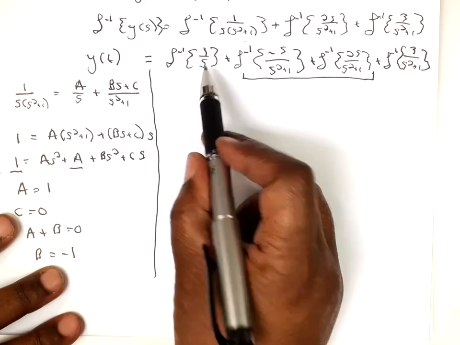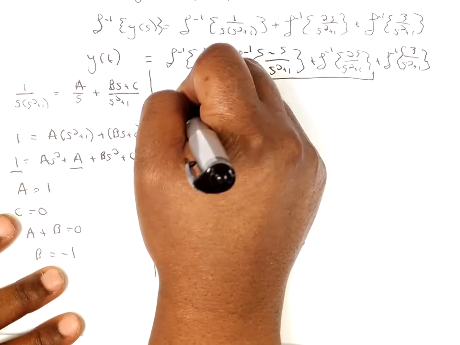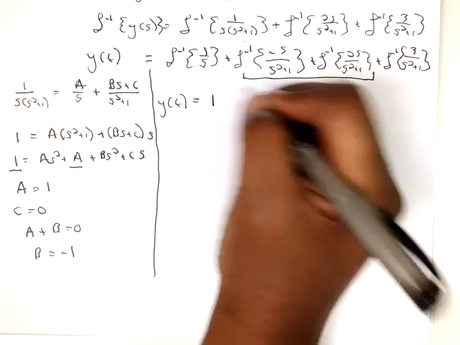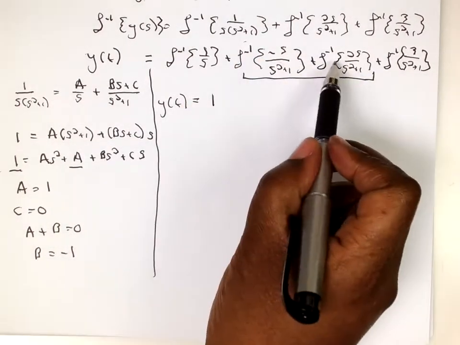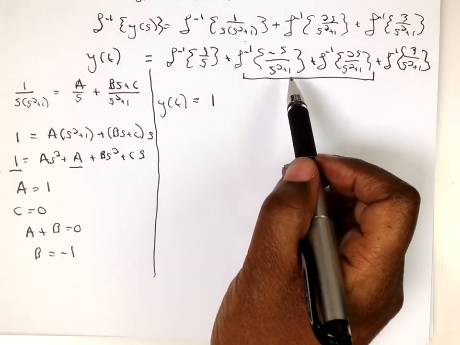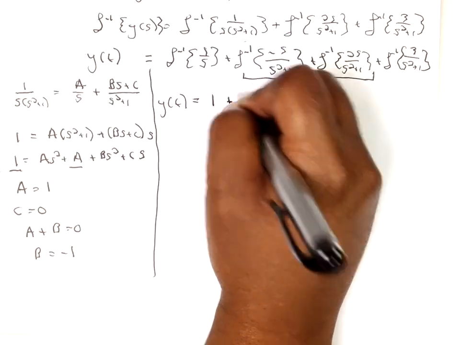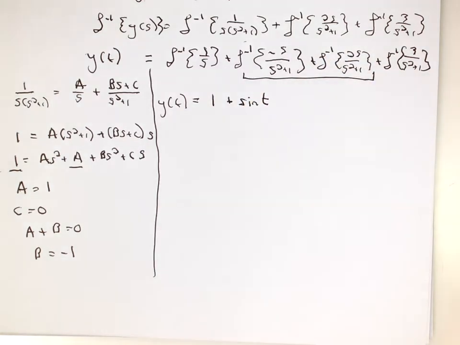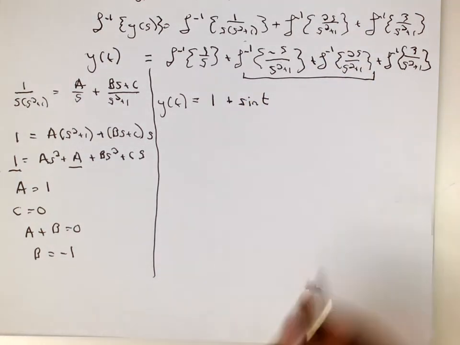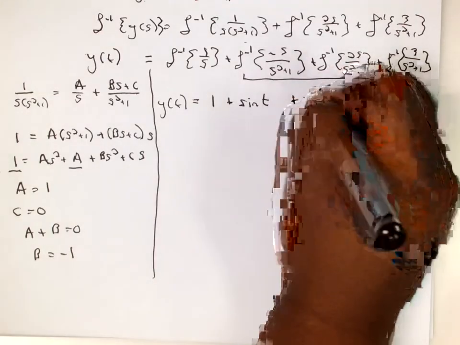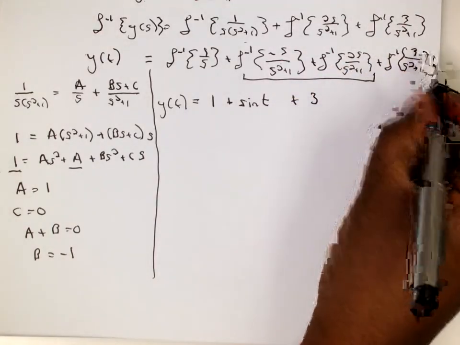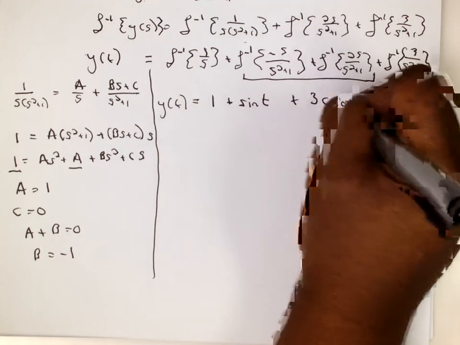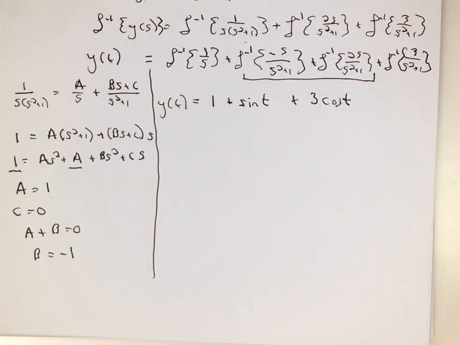So when I start to do the inverse, my y of t, the inverse Laplace of 1 over s is just 1. These two put together would just be s over s squared plus 1. So that's going to give me cosine of t, because my k value is just 1. And this, I can pull that 3 out. So it'd be 3 times 1 over s squared plus 1. Again, my k is equal to 1. So this is 3 sine t. So that's what my y of t is.